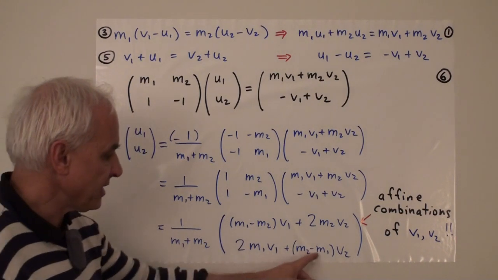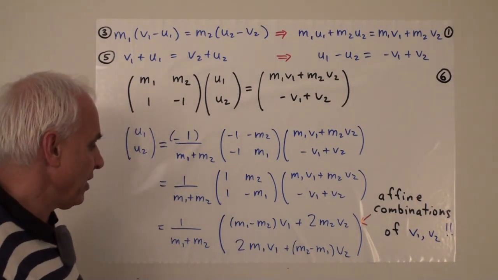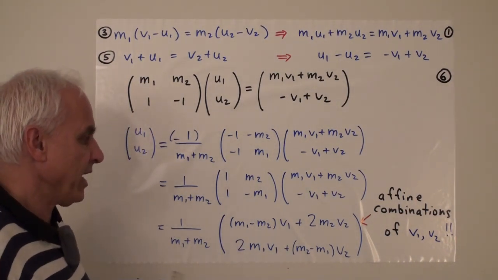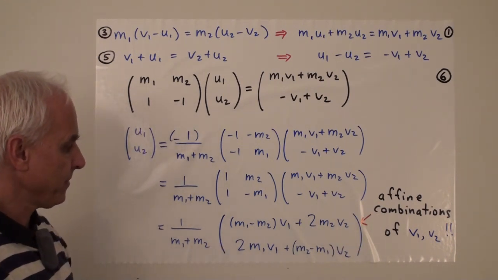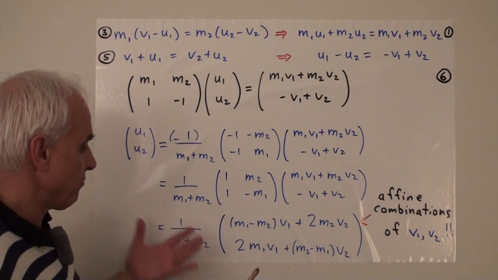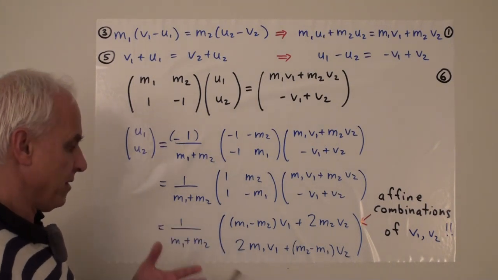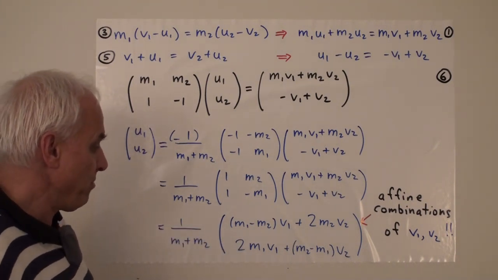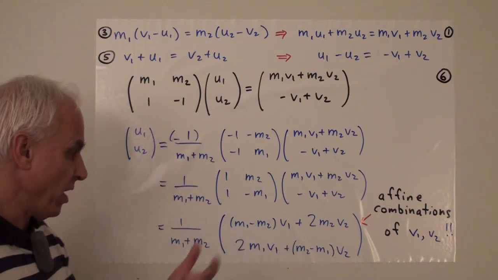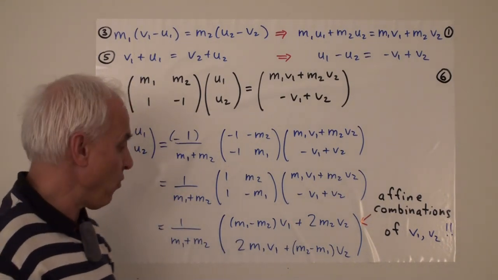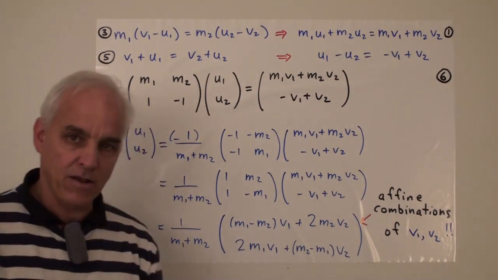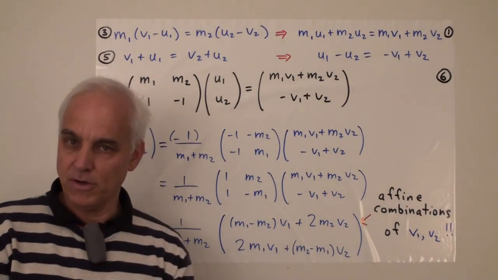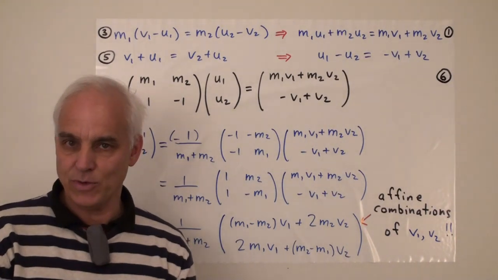And similarly here, it's the same story. They add up to altogether 1. So we're getting affine combinations of v1 and v2 in here. All right, so this is a complete, explicit resolution of our problem. If we know the initial velocities v1 and v2, and we know the masses m1 and m2, this is the formula that tells us what the two final velocities are, and we've computed it with just a little bit of linear algebra.